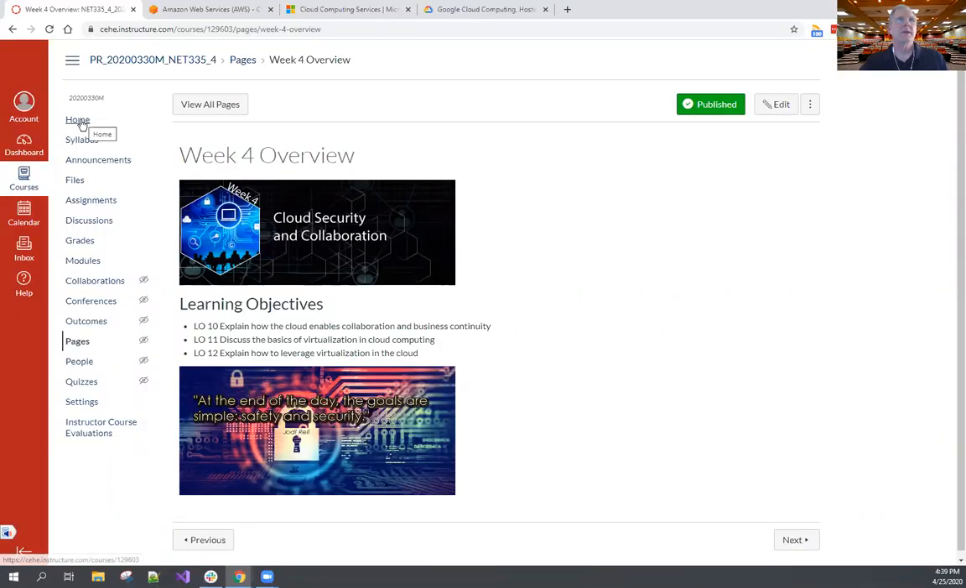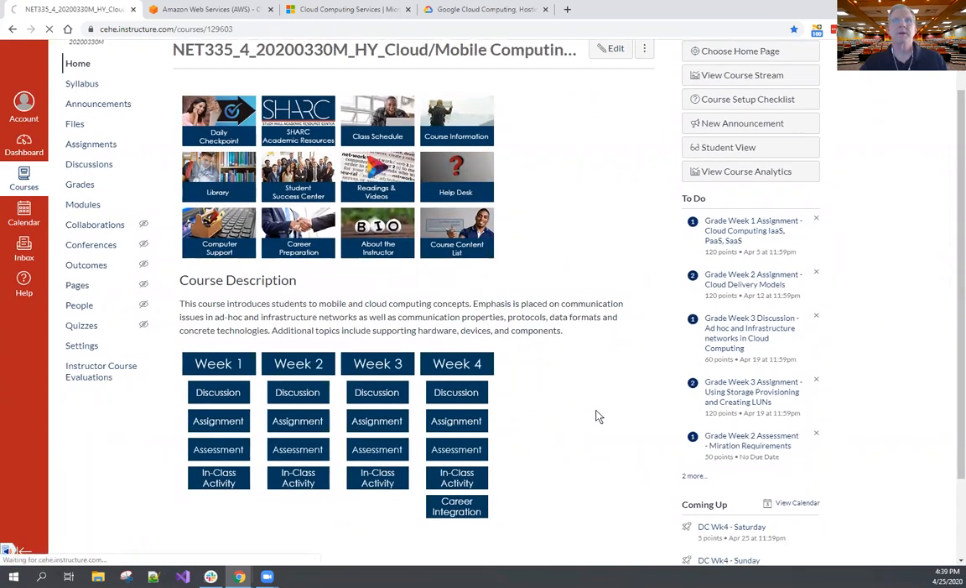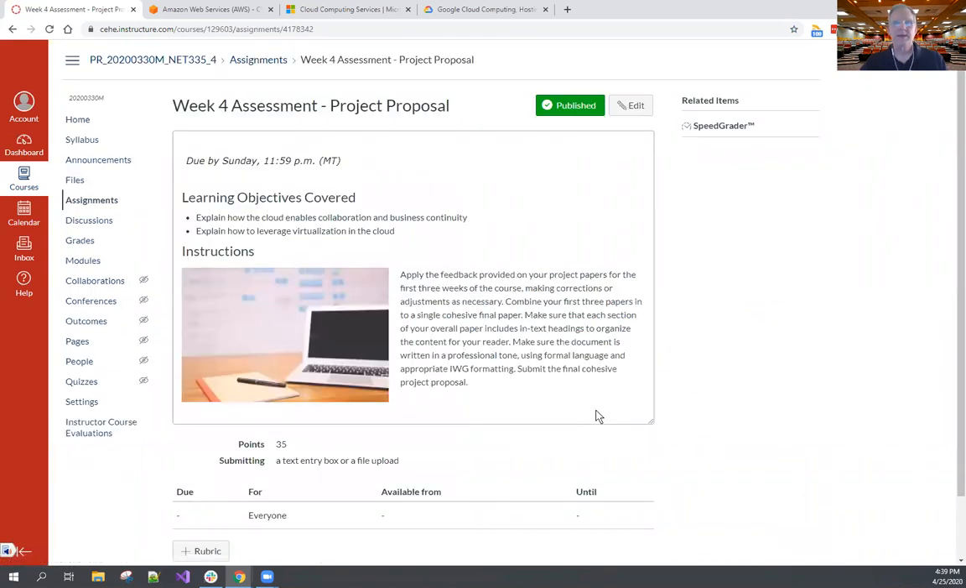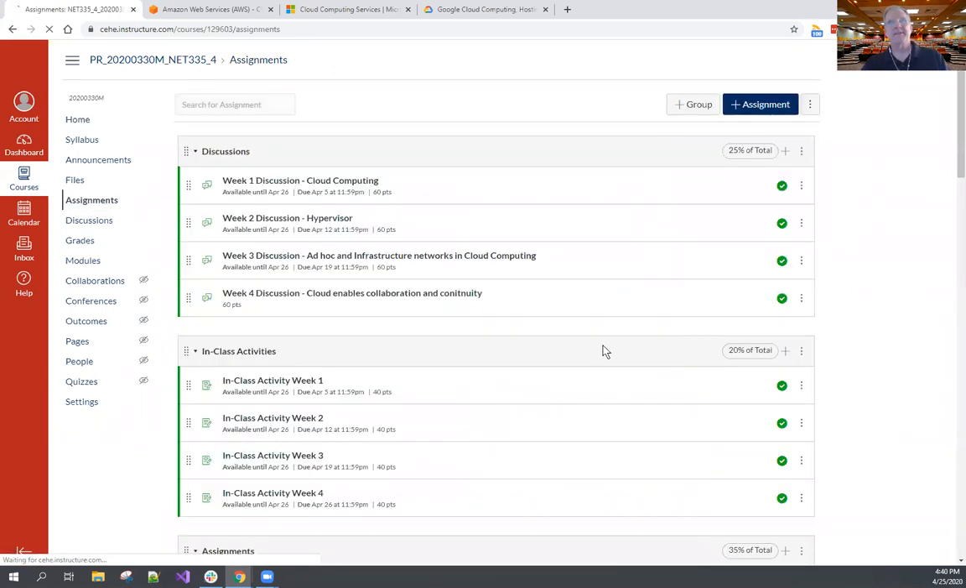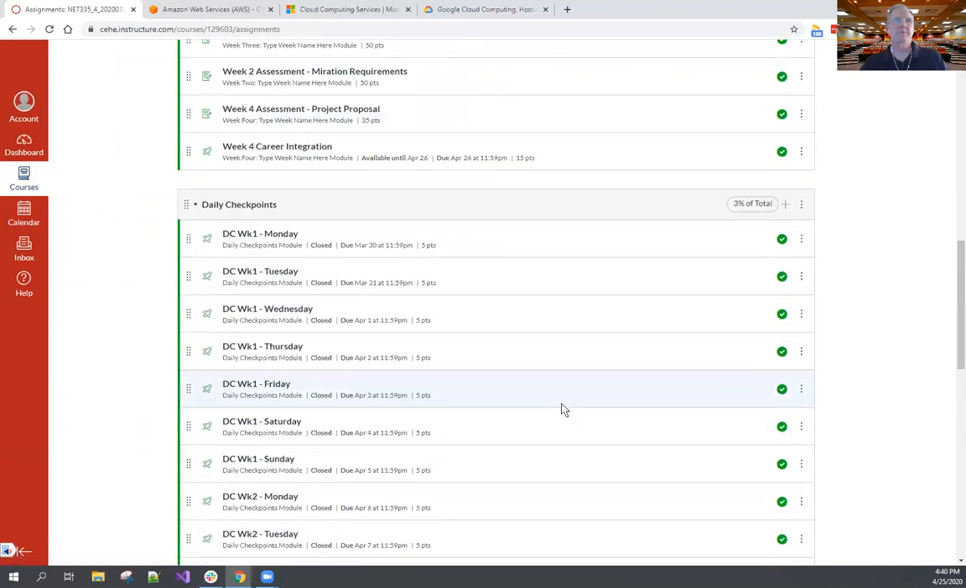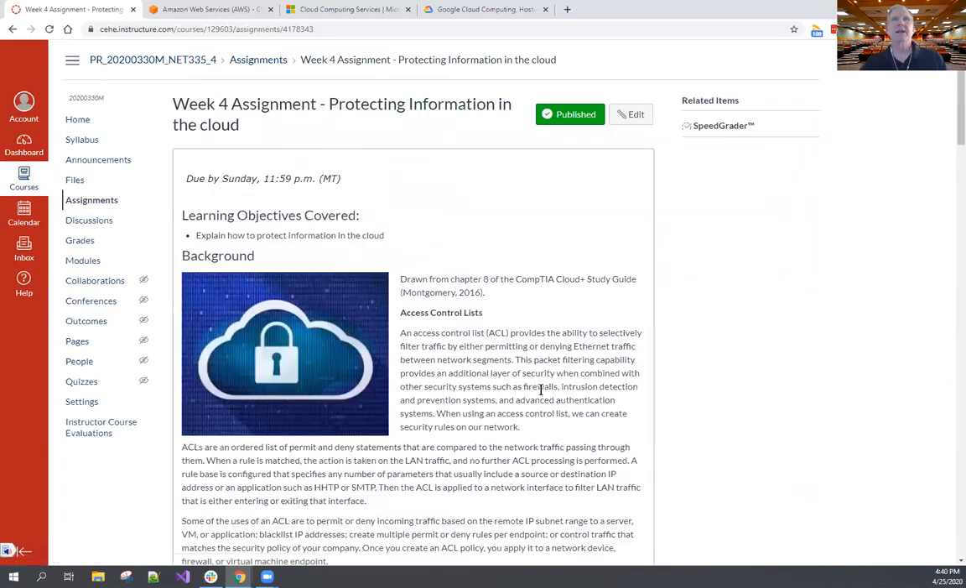So this week we have this assignment right here, and this is the assessment, adding all of the previous three assessments into one paper. The assignment for week 4, right here, is protecting information in the cloud, and explain how to protect information in the cloud.